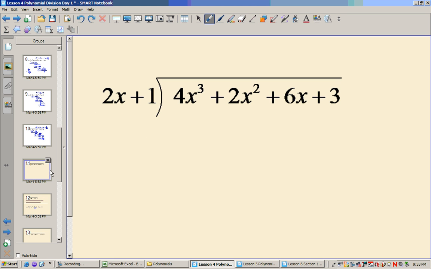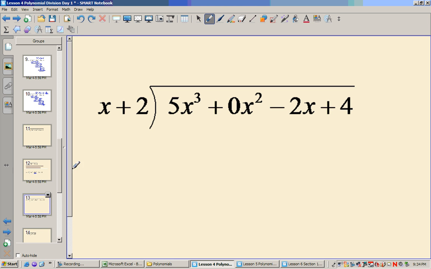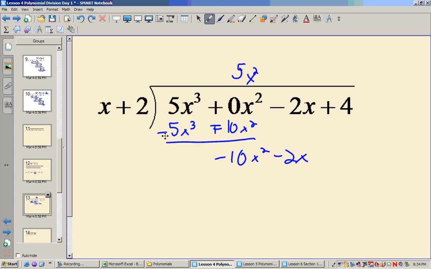So, if we do this problem, this goes in 5 times. So we have 5x squared. So we have 5x to the third power plus 10x squared. When we subtract, this would be negative 10x squared minus 2x. What times x is negative 10x squared? That's negative 10x. So this would be minus 20x.